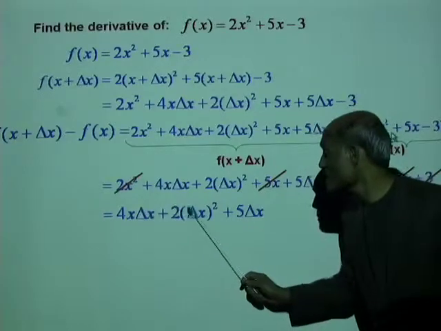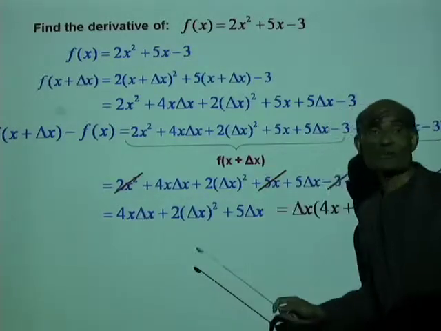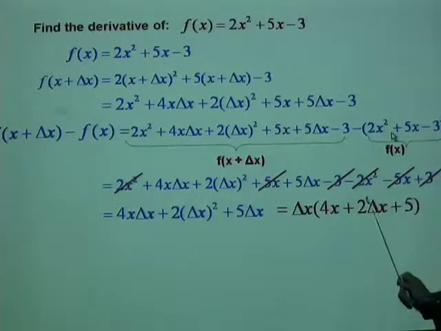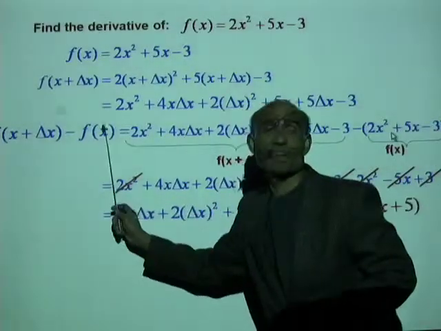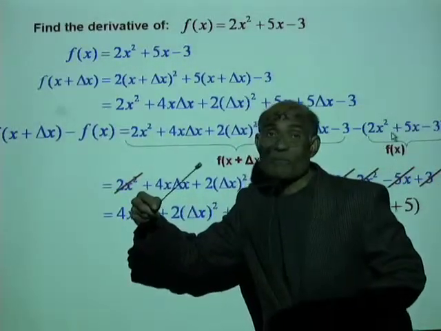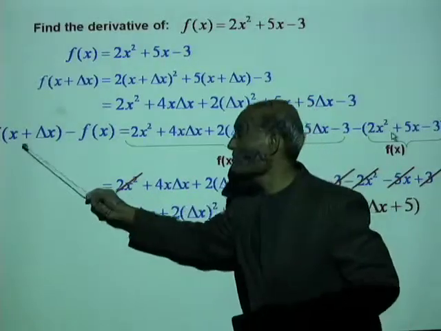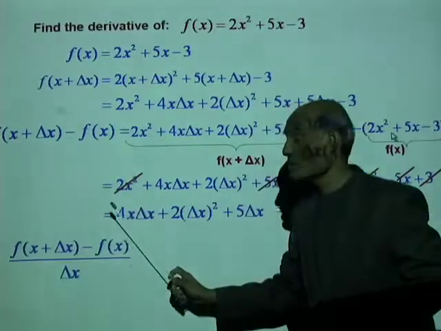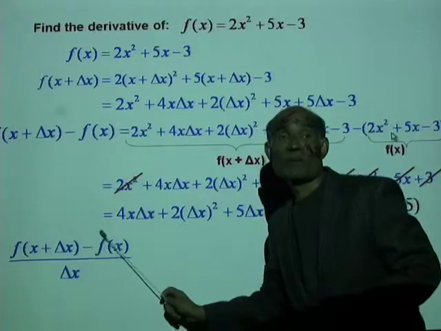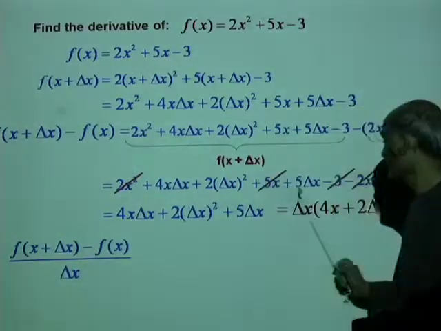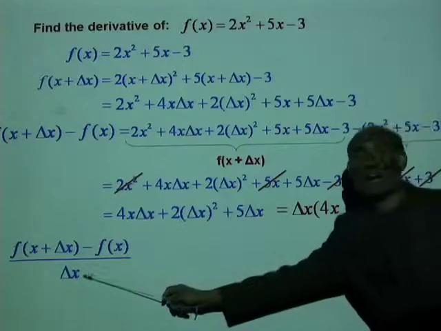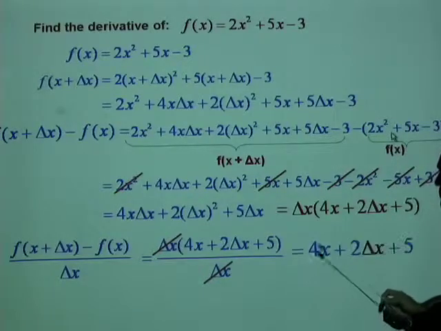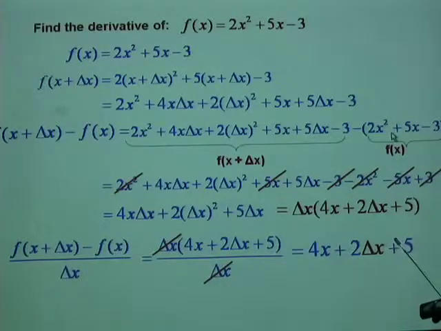Now here, if you notice, delta x is common, we can factor that out. So that will be delta x times 4x plus 2 delta x plus 5. This is the change in the function value. Now what's the next step? We find the average rate of change. Divide the change in the function value by the change in the input. So here, f of x plus delta x minus f of x over delta x is this quantity divided by delta x. And the delta x and the delta x will cancel. That will give you 4x plus 2 delta x plus 5.